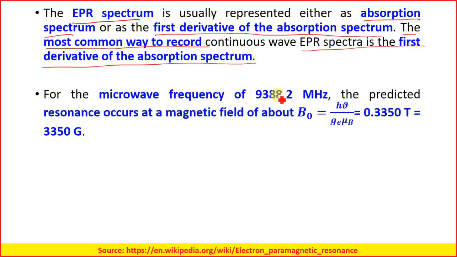For the microwave frequency of 9.3882 GHz, the predicted resonance occurs at a magnetic field of about B0, which is equal to hν by ge μB. It is equal to 0.3350 Tesla, which comes down to around 3350 Gauss.